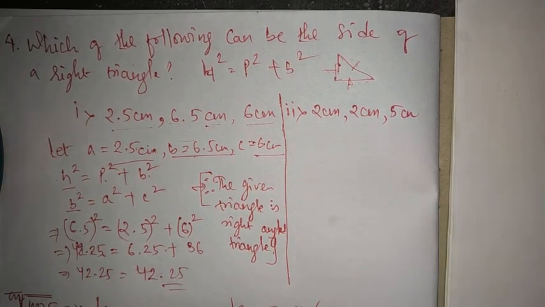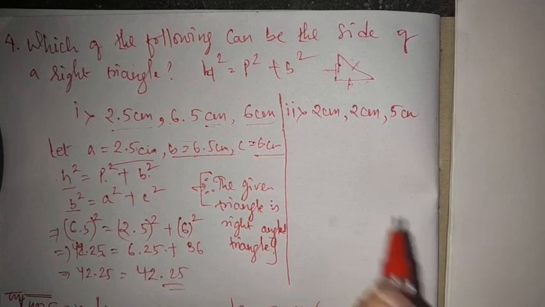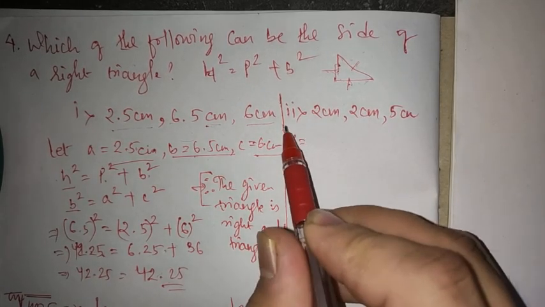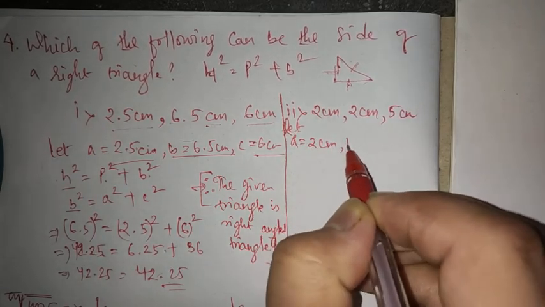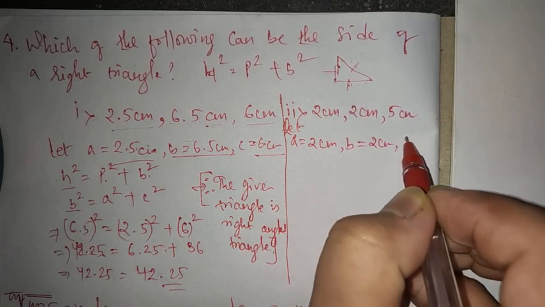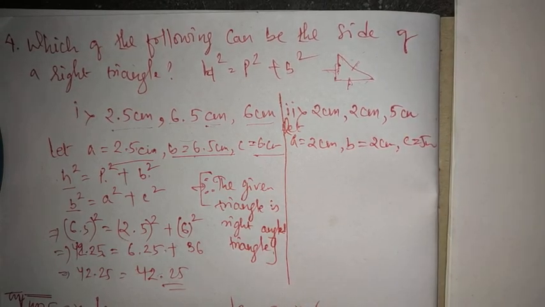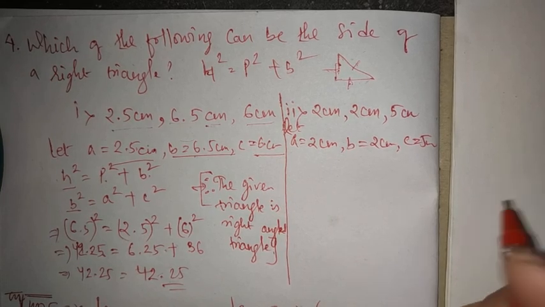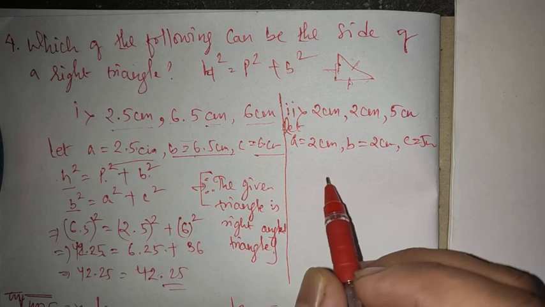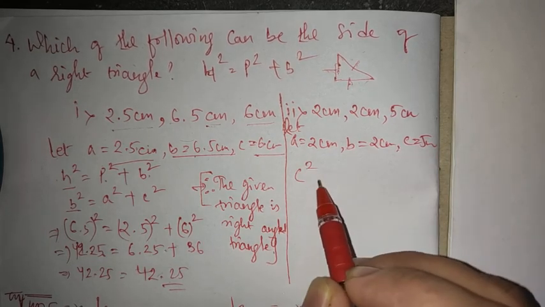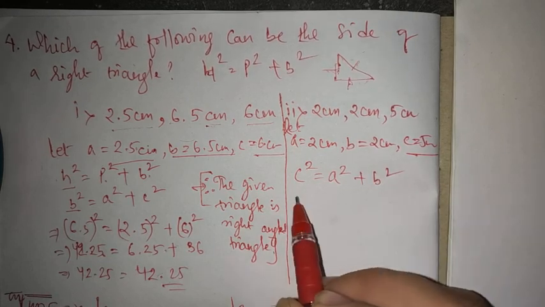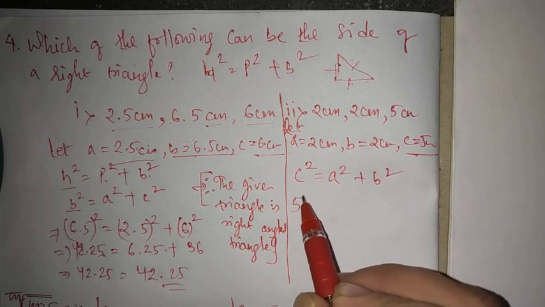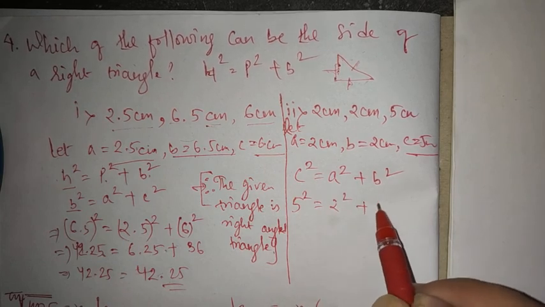Similarly we will check here for part 2. Let A is equal to 2 centimeter, B is equal to 2 centimeter, and C is equal to 5 centimeter. Again, whichever is the greater, we will choose that as the hypotenuse. So the hypotenuse is C, because C is the greater value. Likewise, C square is 5 square, equal to A square plus B square, which is 2 square plus 2 square.